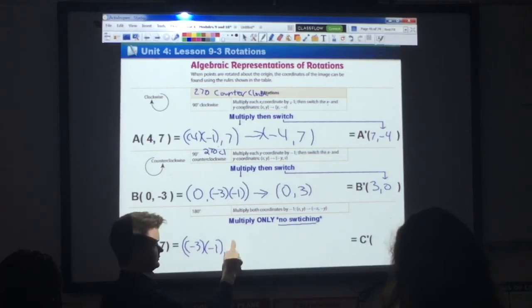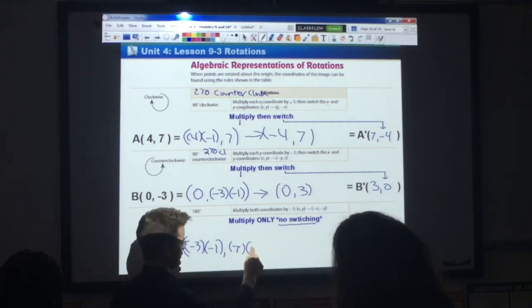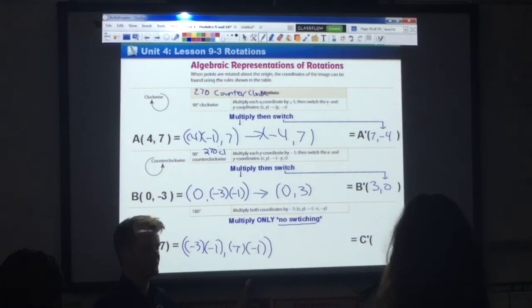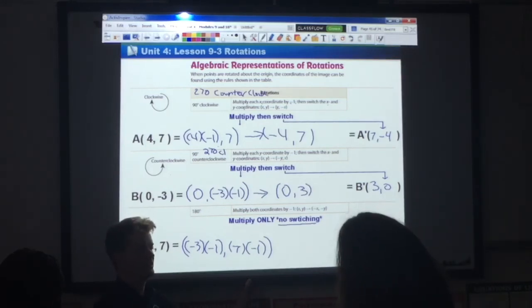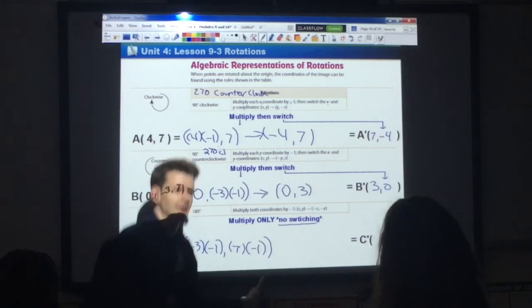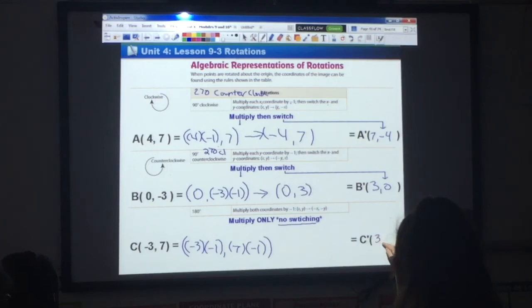What am I doing to the 7? I'm multiplying it by -1. There you go. Do I flip these, yes or no? No. This is where people make the most mistakes. They start flipping these. When you do 180 degrees, you do not flip. Therefore, I can just go ahead and write my C prime. What is my C prime going to be, Gabby? 3, -7. Perfect. 3, -7.